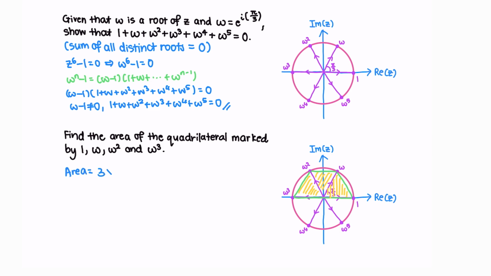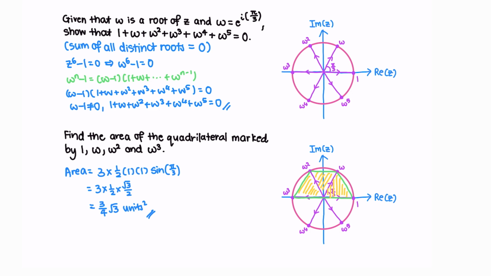We'll take 3 times half ab sine C. In this case, your a is this, your b is this, and your C is π over 3. So you have half ab. In this case, you know that the magnitude of this and this are both 1. And then sine C, which is sine π over 3. Sine π over 3, you know that this is just root 3 over 2. So you have 3 times half times root 3 over 2. Which if you simplify this would just be 3/4 root 3 units squared.